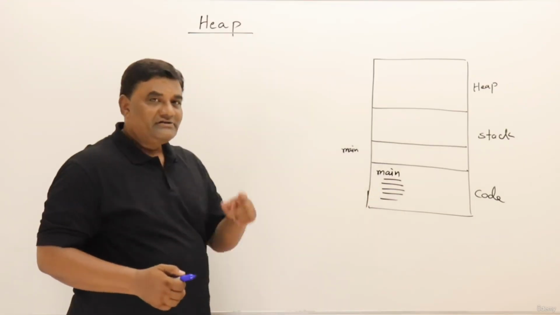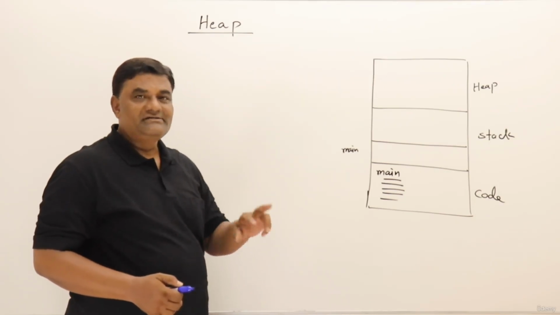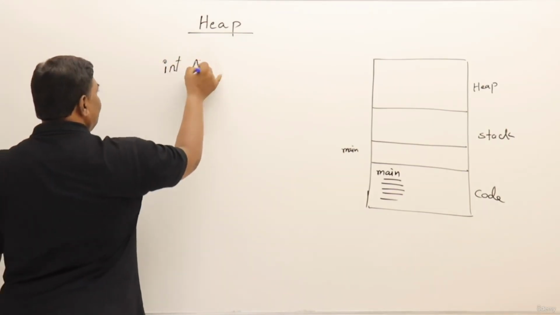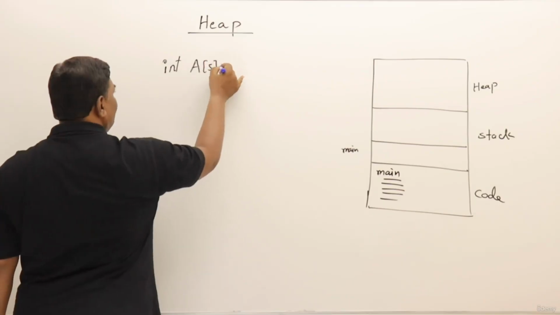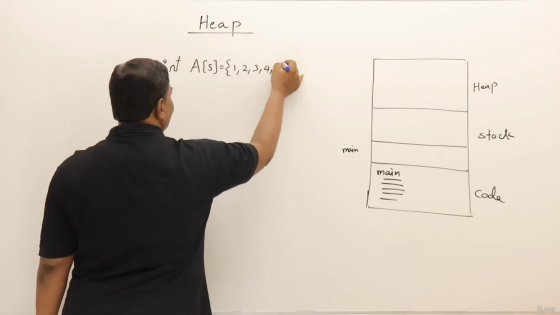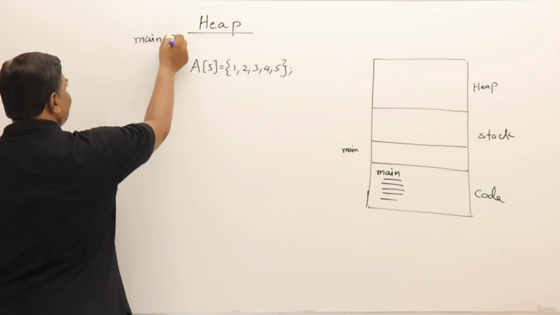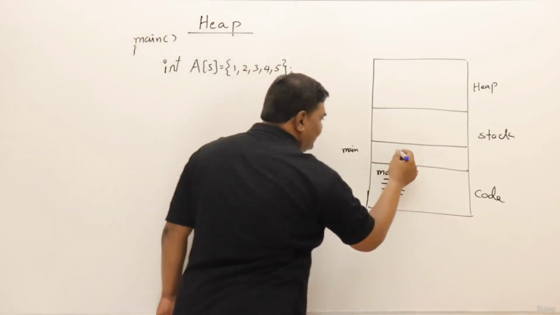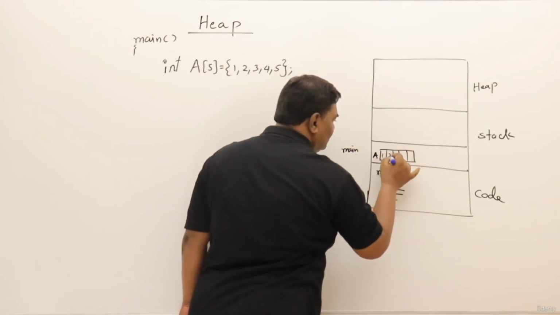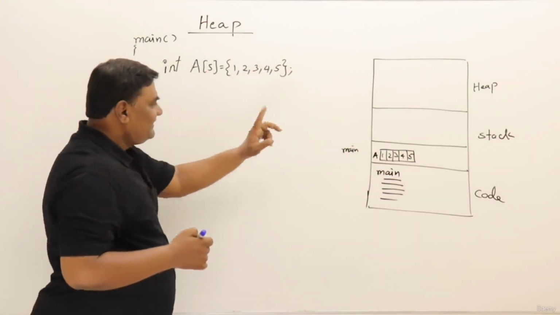So we take arrays. Let us see the difference when the memory is allocated in stack and when the memory is allocated in heap. I will write down the syntax here. int A[5] = {1, 2, 3, 4, 5}. So this is an array. If I am writing this in the main function, then this array A will be created inside the stack. So when you declare an array like this, it will be created in stack.